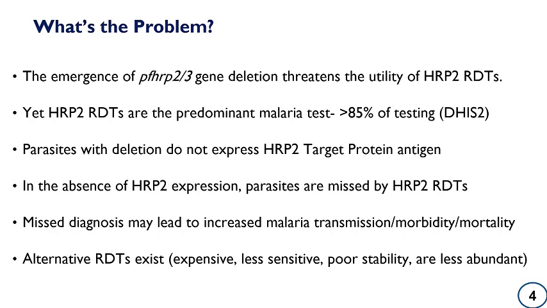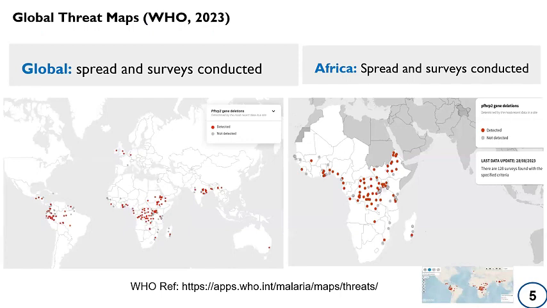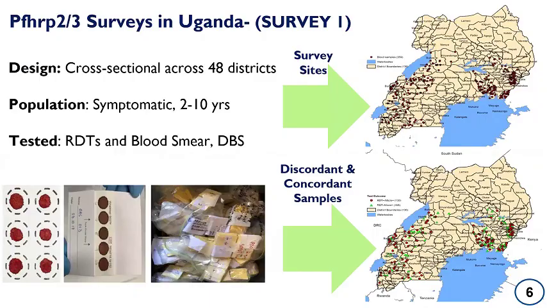As I mentioned before, alternative RDTs exist, but they are often expensive, less sensitive, and they have poor stability in the field. Xavier already presented this data. The WHO continuously publishes these maps that show where surveys have been done and where we still need to do surveys. And this is very important for tracking surveillance for these deletions.